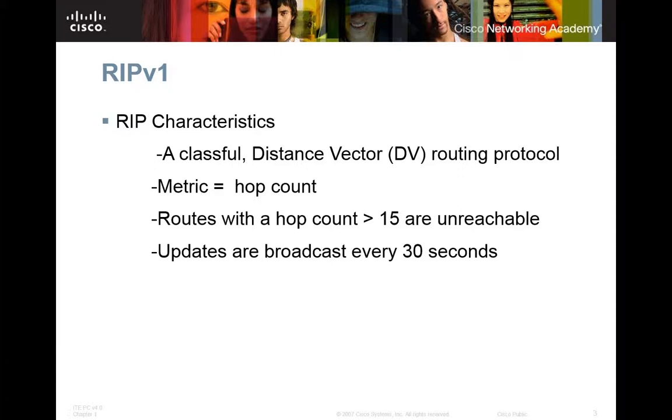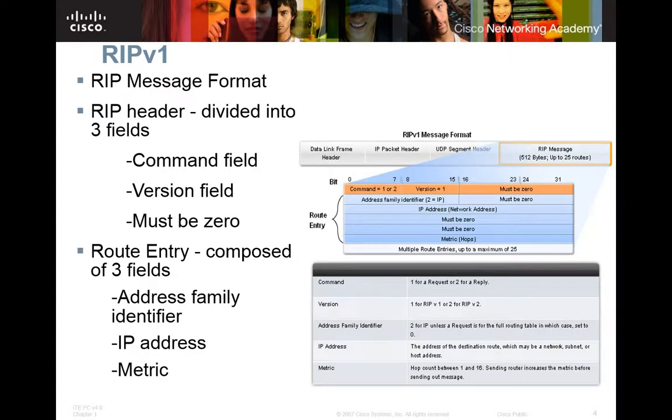Routes with a hop count of 15 are reachable. If your hop count is greater than 15, it's considered unreachable. Updates are broadcast every 30 seconds. I'm not really going to go into the headers of the RIP message because we're not going that far in depth, all right?